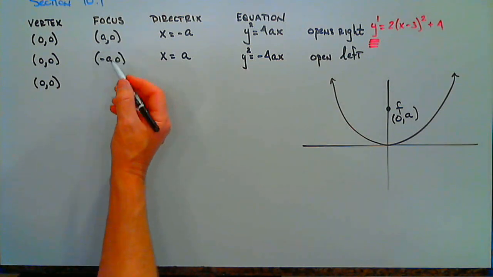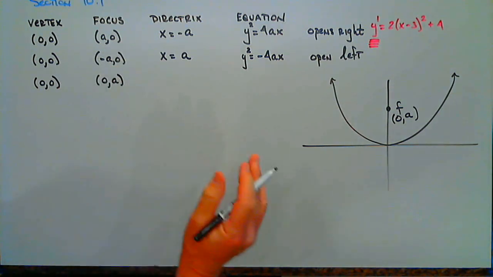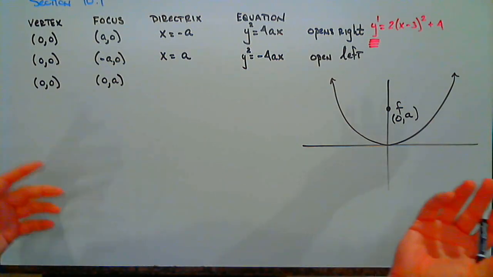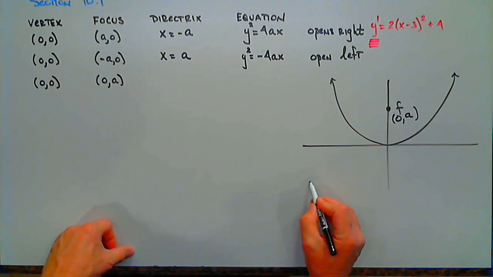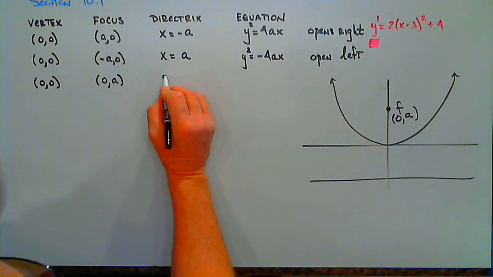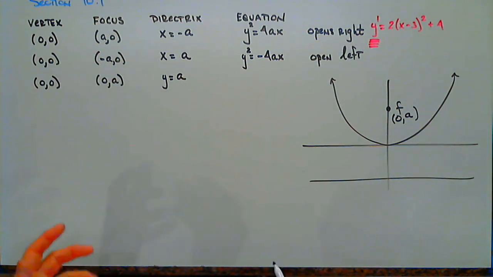So to make it open up, we just reverse the roles. Instead of our focus being (a, 0), our focus turns out to be (0, a). And all of you would have figured that out without this lesson. You would have just drawn a picture and gone, well, that makes sense. Now the directrix is down here. Well, that's a horizontal line. So instead of x equals a, that's going to be y equals a. They're just parabolas. They're not supposed to be complicated.